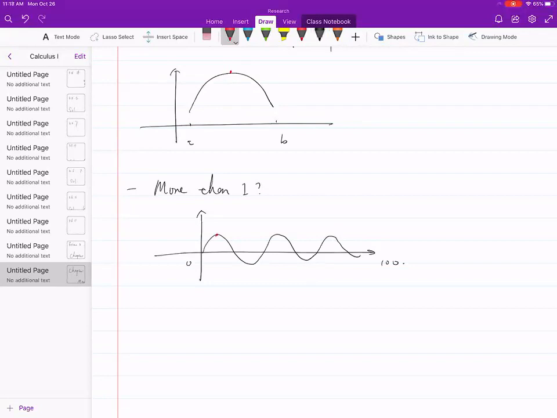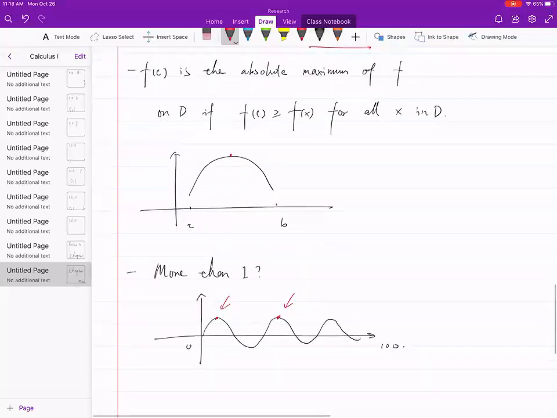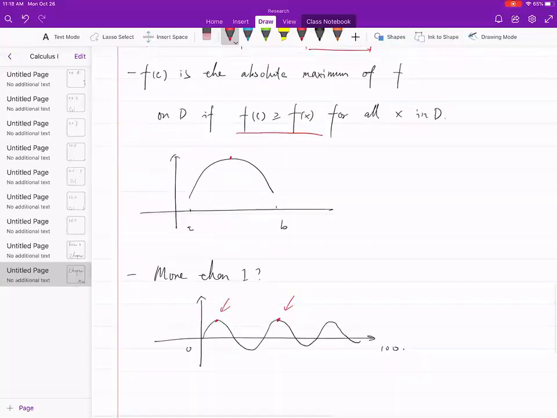Is this one bigger or equal than everybody else? Yes, then this is the absolute maximum. Good so far. Is this a maximum? Is it bigger than everybody else and possibly equal? Yes, so this is also an absolute maximum. Can you see that by the definition of bigger or equal, you can actually have as many as you want? Okay, so you can have more than one for sure.